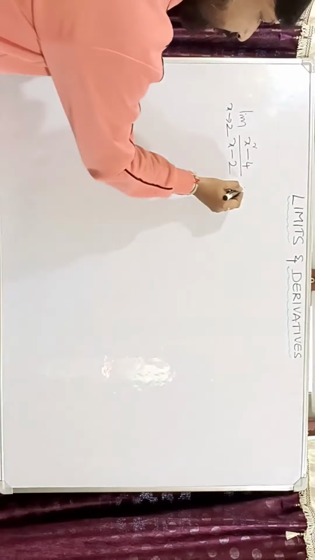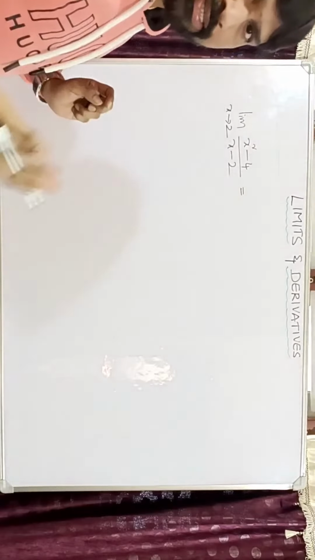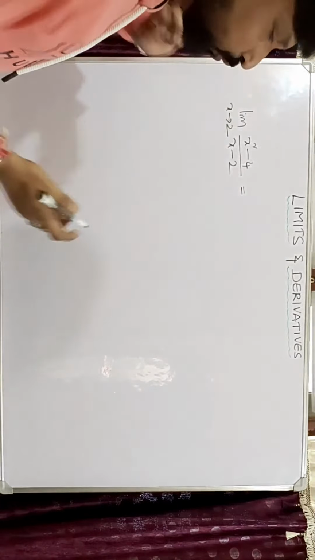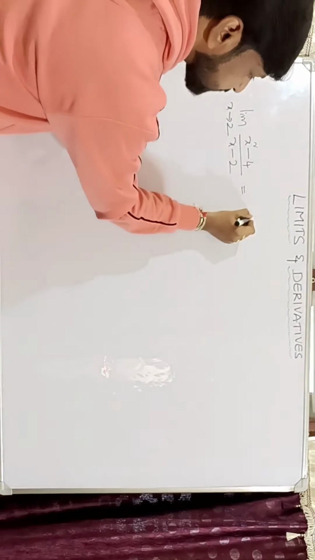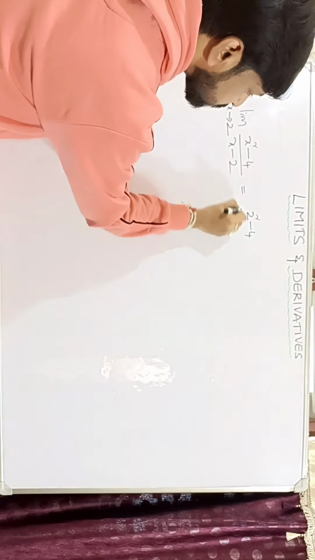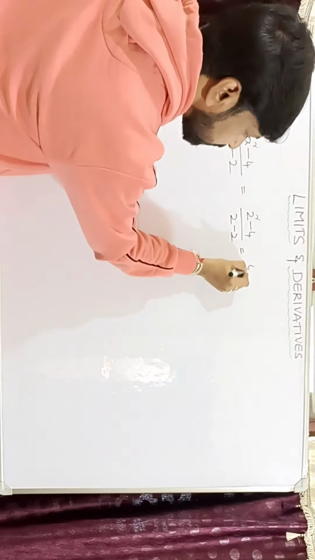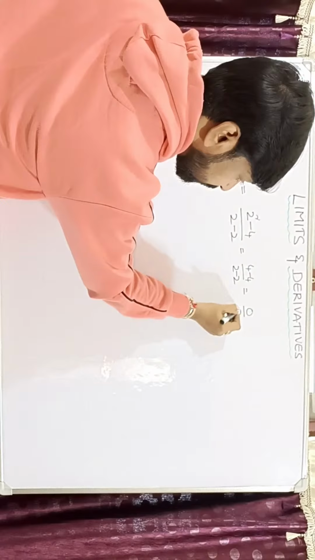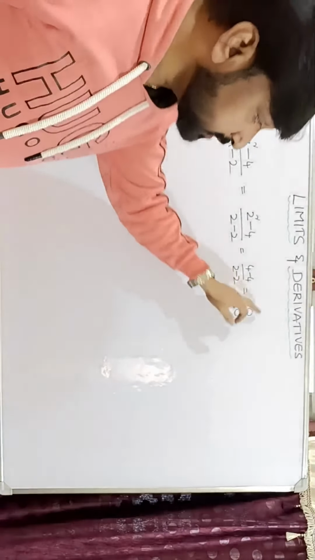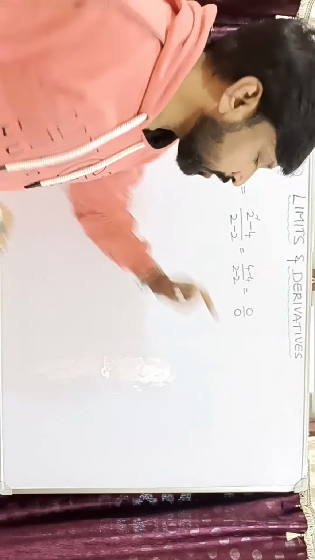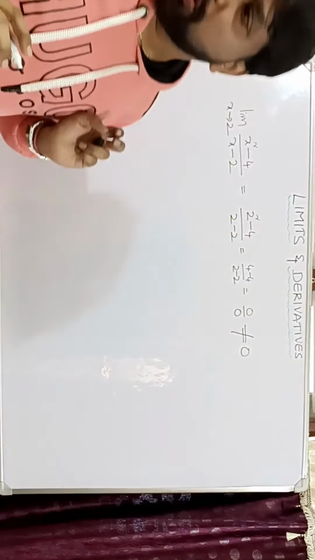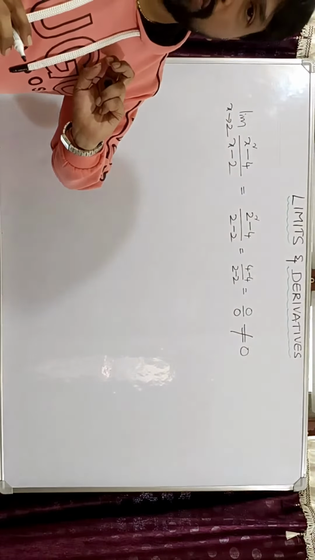So now how are you going to solve this question? As per the method I discussed to you, you are going to replace x with 2. If you replace x with 2, you are getting 2 square minus 4 by 2 minus 2. This is nothing but 4 minus 4 by 2 minus 2, which is nothing but 0 by 0. Whenever you get 0 by 0, this is never equal to 0. Saying it is equal to 0 is wrong.